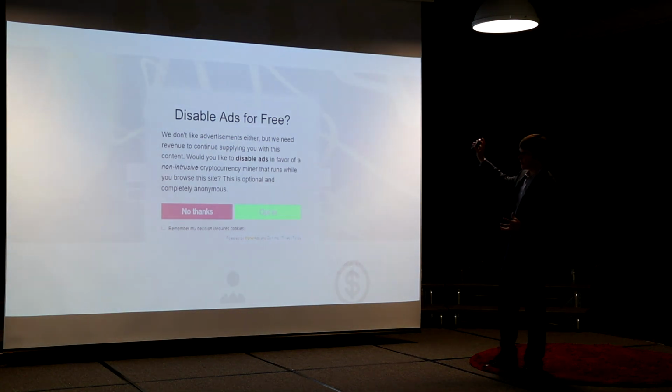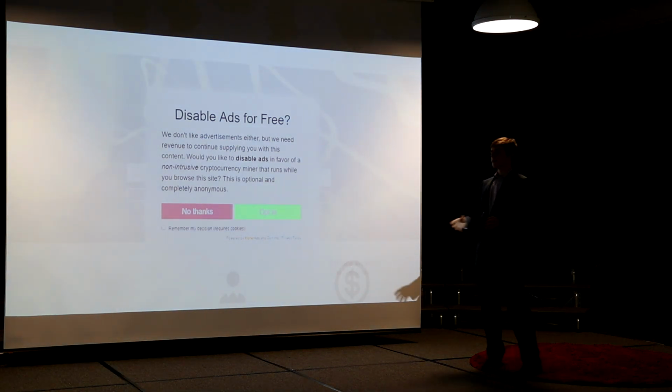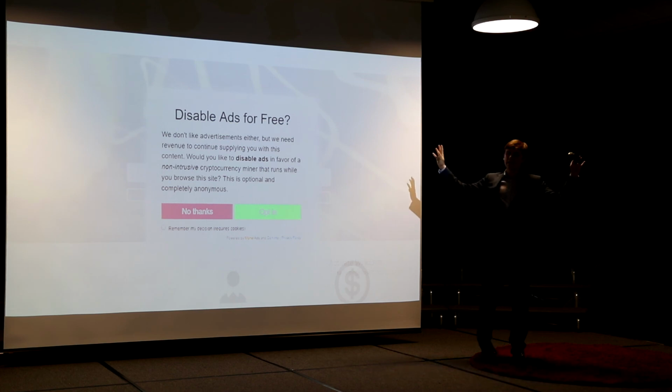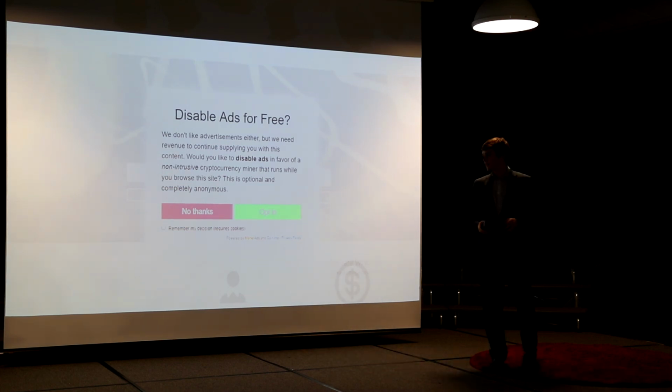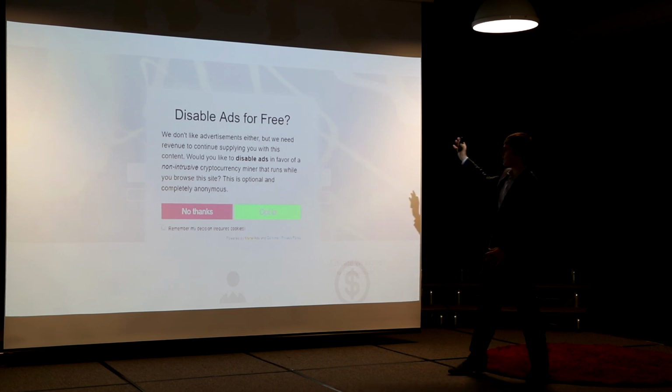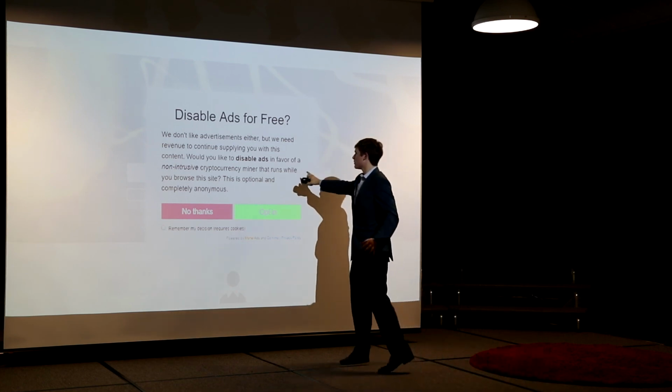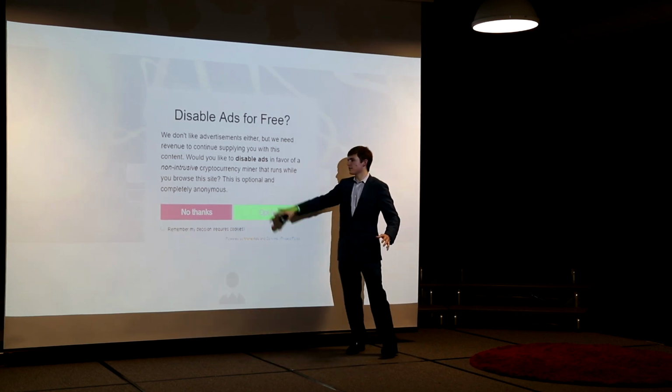Disable ads for free. Thank you, guys. We don't like ads either. But we need revenue to continue supplying you with this content. Disable ads in exchange for a non-intrusive cryptocurrency miner that runs while you browse the site.